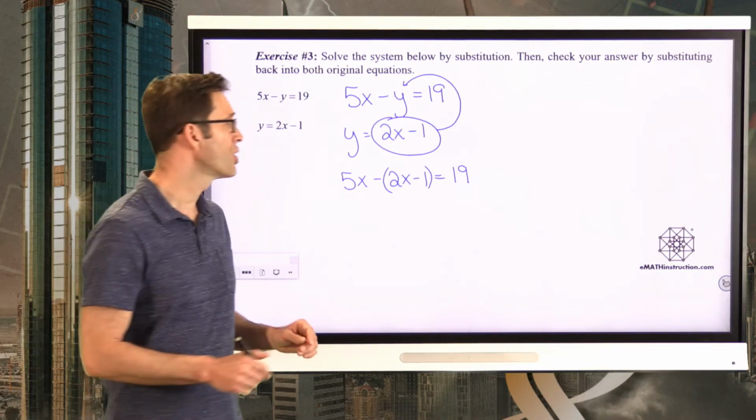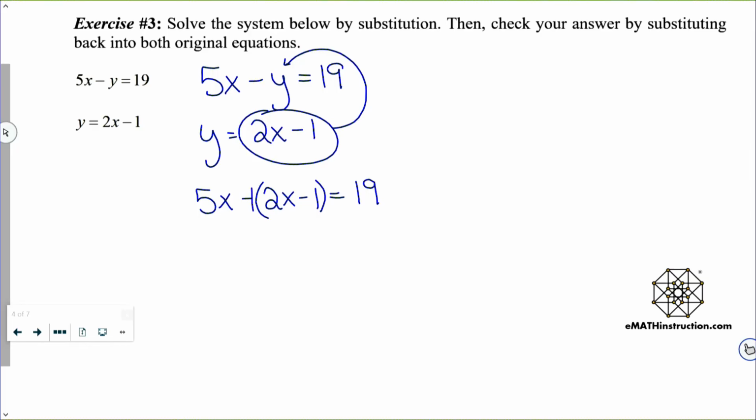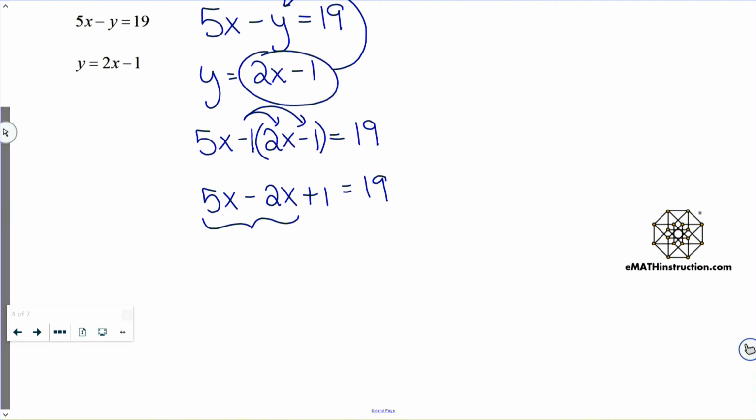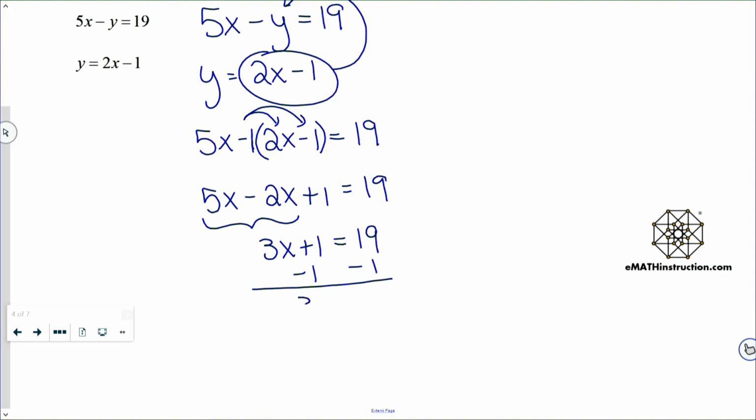All right, and again, you can really think about this as almost multiplying through this parentheses by the number negative 1. It's not a bad way to look at it. Then I have negative 2x plus 1 equals 19. Of course, 5x minus 2x is equal to 3x, plus 1 is equal to 19. Now I have a two-step equation. Subtract 1 from both sides. I'll have 3x is equal to 18. Divide both sides by 3, and I'll get x is equal to 6.